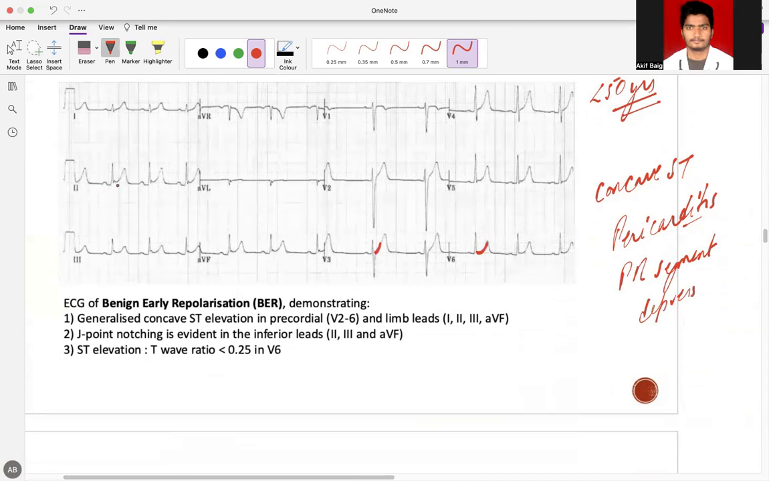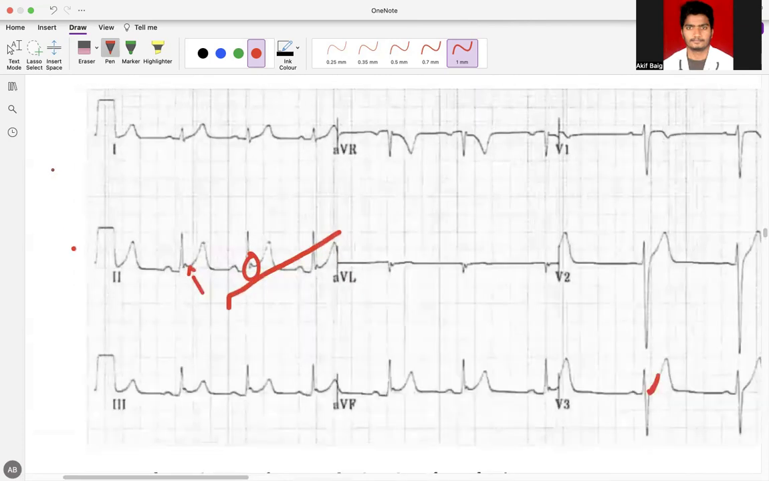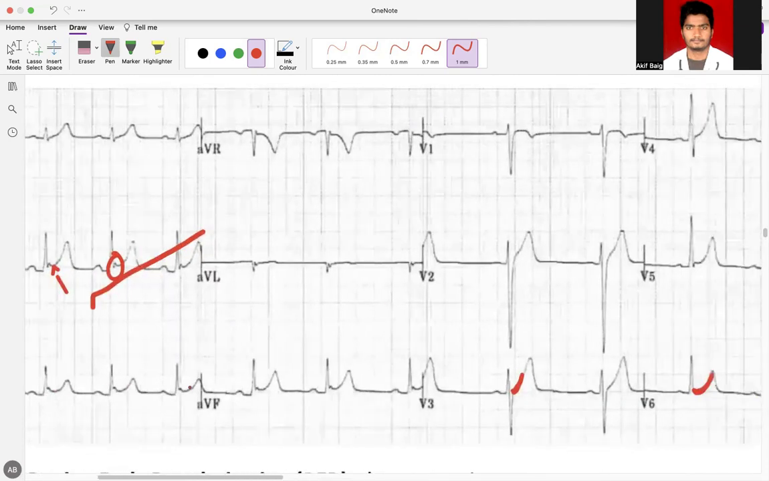Also, as you can see in the inferior lead at the QRS, there is a J-wave notch. This notching you can see here. So let me just zoom it for you. So you can see here there is a prominent J notching. So that is a classical thing.